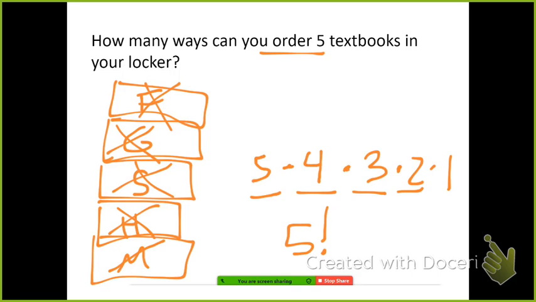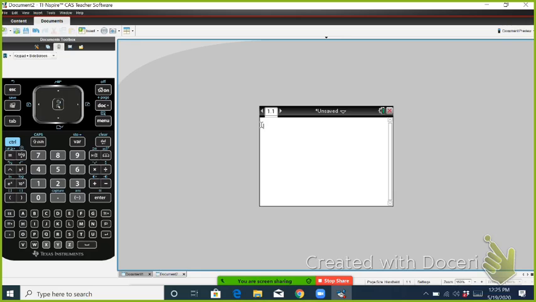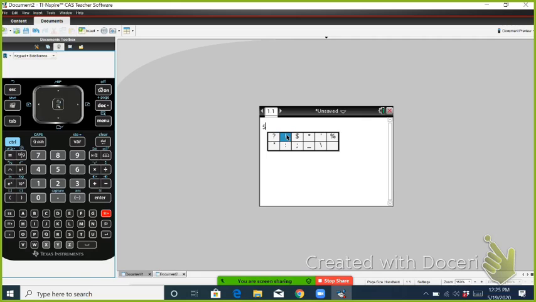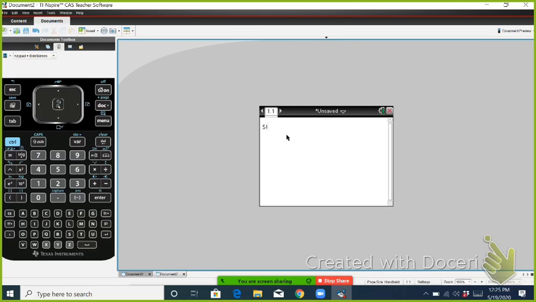So when you're ordering, you can use factorials. You can either multiply that out, but for bigger numbers, you're going to want to know how to do this on a calculator. So let me show you. To do 5 factorial on the calculator, you hit 5, and then the button next to the G, which looks like a question mark and an exclamation point. You click on that, and then click on the exclamation point, and you get 5 factorial.